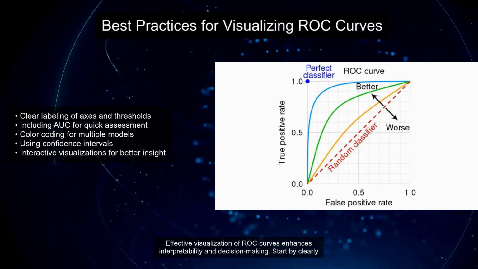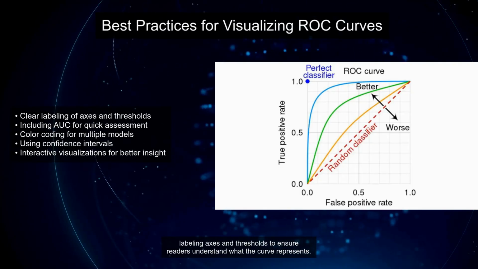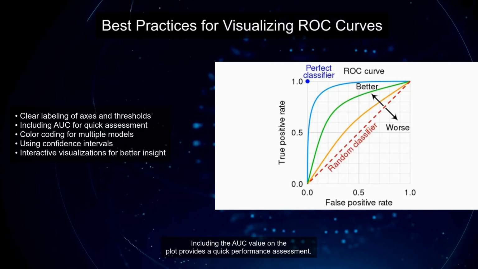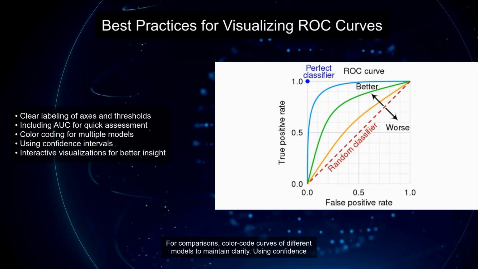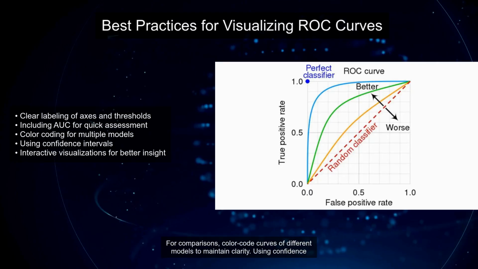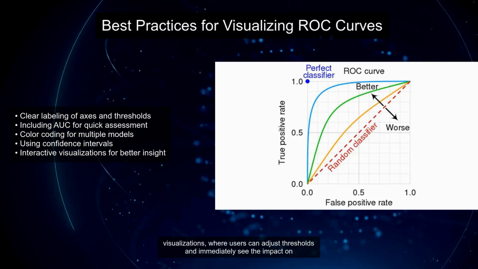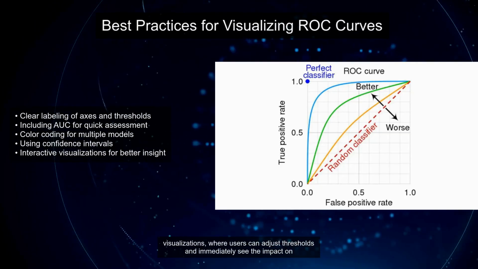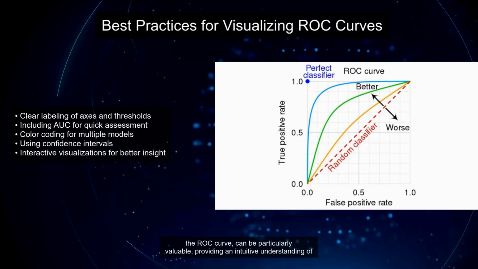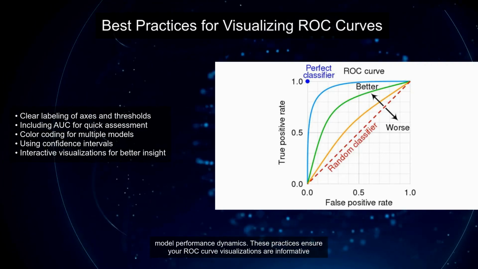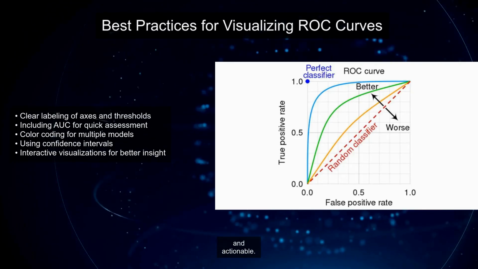Effective visualization of ROC curves enhances interpretability and decision-making. Start by clearly labeling axes and thresholds to ensure readers understand what the curve represents. Including the AUC value on the plot provides a quick performance assessment. For comparisons, color code curves of different models to maintain clarity. Using confidence intervals can offer insights into variability and reliability of model predictions. Interactive visualizations, where users can adjust thresholds and immediately see the impact on the ROC curve, can be particularly valuable, providing an intuitive understanding of model performance dynamics. These practices ensure your ROC curve visualizations are informative and actionable.